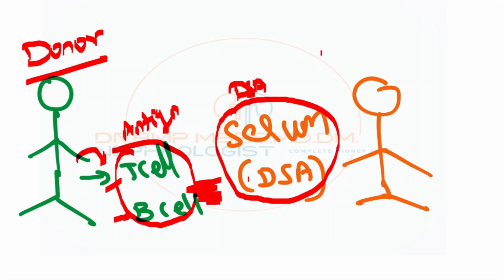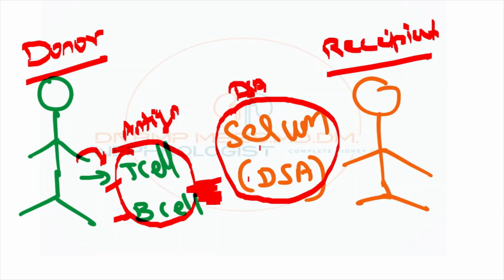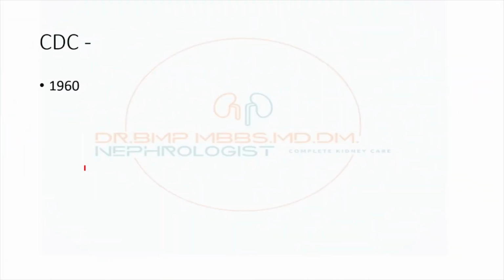In the recipient also, we are taking the blood and taking out the serum. Here we are taking out the lymphocyte. Through various processes, the blood is taken out, separated, and the lymphocytes are taken. So we will mix it and add complement to it. This is called complement dependent cytotoxicity. This was first invented in 1960.